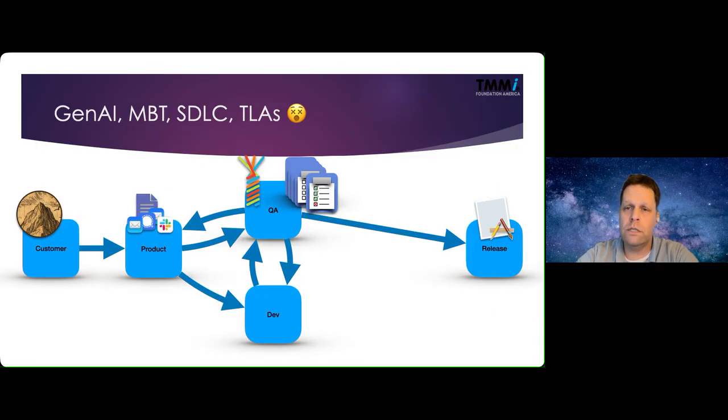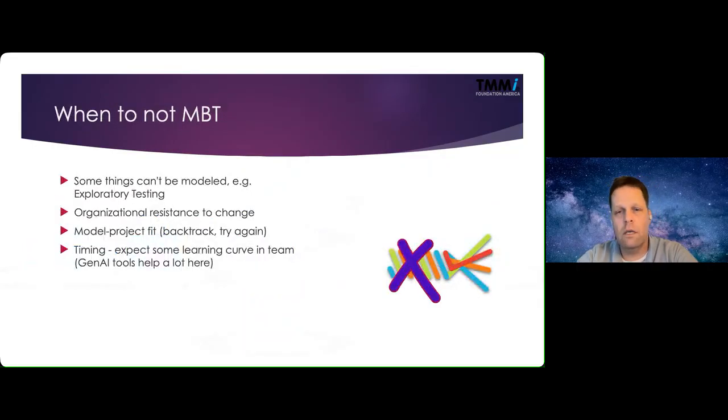So this brings us to the question of when not to do model-based testing, which is equally important. First of all, something just can't be modeled, right? Especially exploratory testing, this kind of thing, just playing with the application. Model-based testing is mostly about what should happen and then validating that it's happening. If you didn't model it, you don't know that it's going to happen, right? So exploratory testing is not something that could be easily replaced.